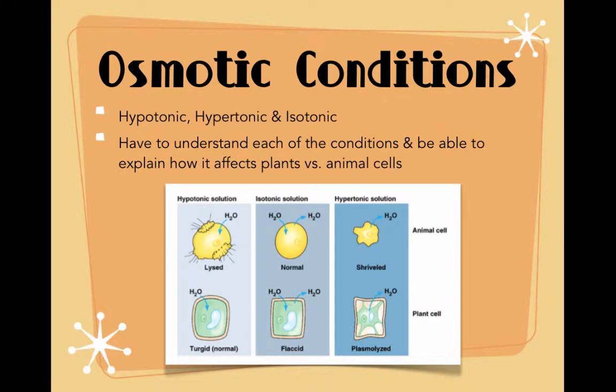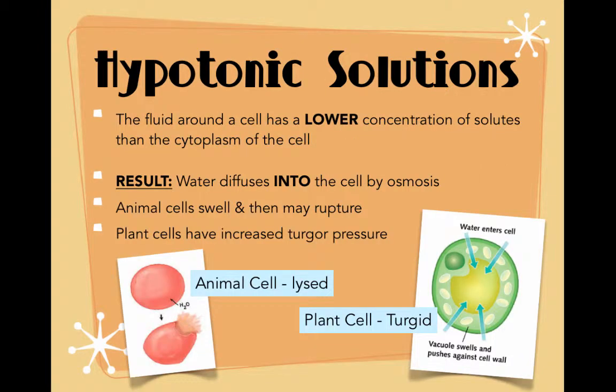There are three osmotic conditions: hypotonic, hypertonic, and isotonic. You have to understand each of the conditions and be able to explain how it affects plants versus animal cells. First up, we've got hypotonic solutions. This is when the fluid around a cell has a lower concentration of solutes than the cytoplasm of the cell. As a result, the water diffuses into the cell by osmosis. In animal cells, they'll swell and then they may rupture, so they might lyse.